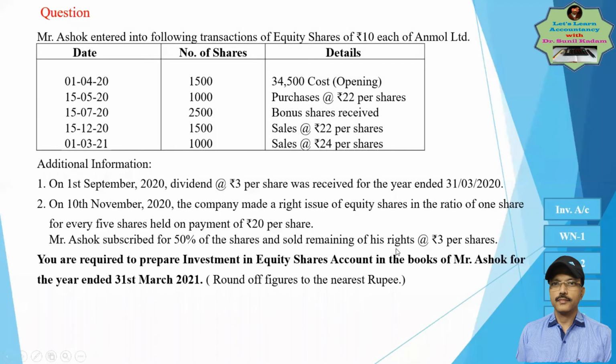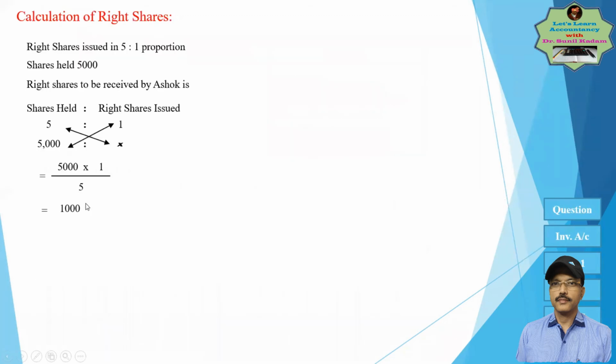The question says, Mr. Ashok subscribed for 50% of the shares and sold the remaining right share at rupees 3 per share. It means out of that 1,000, 50% is accepted and 50% sold in the market. So right shares issued 1,000, out of which 50% subscribed at the rate of rupees 20 per share. So 1,000's 50% comes 500.